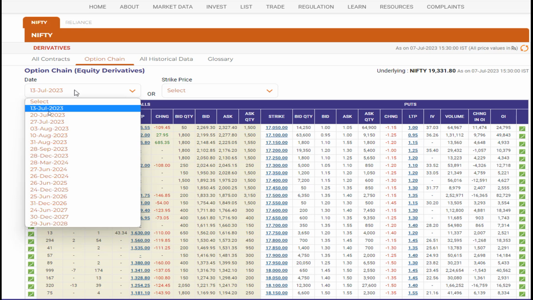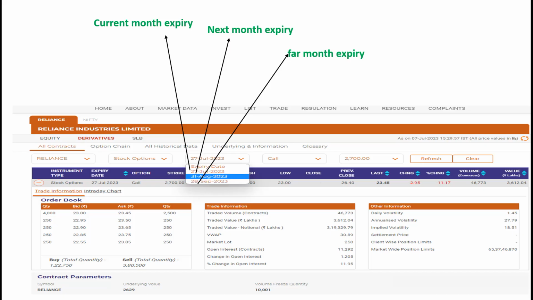Weekly expiry is there, and also there is a monthly expiry. For stock options, there is current month expiry, next month expiry and far month expiry. So what do we mean by all these? For the stock options, this is for Reliance, it is monthly expiry. So 27th July 2023 is the current month expiry. The next month, that is 31st August, the month end, that date will be displayed. That is the next month expiry.